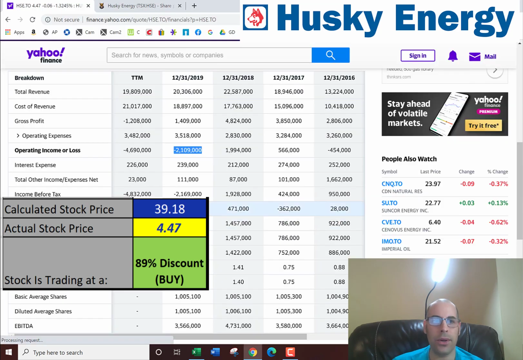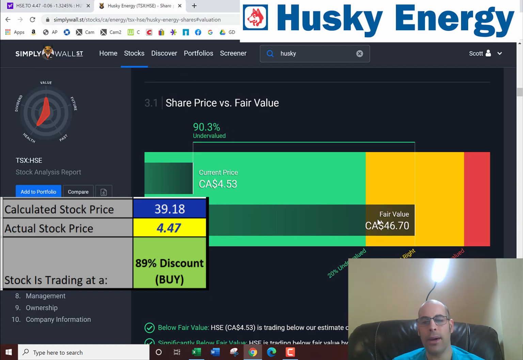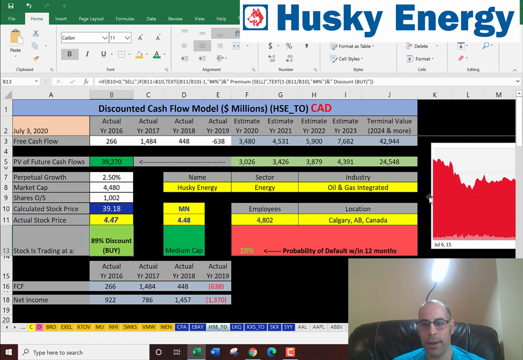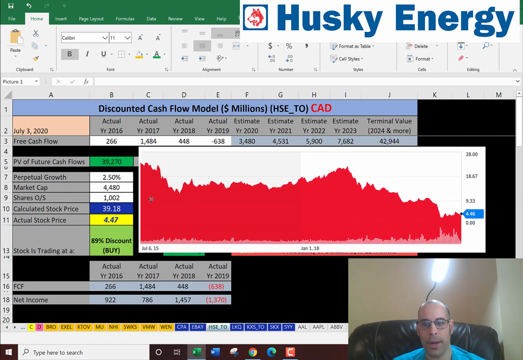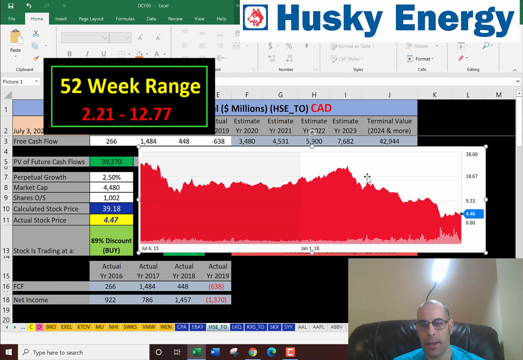Let's see what Simply Wall Street values the company at. They're even higher. They're at 46 Canadian dollars. So apparently this is a good value of the stock. It's definitely a buy according to both models. Let's look at the historical stock price. So the price was trading in the 20s a year or two ago, and even closer to 25 a few years back, but it's dropped a lot recently, especially during coronavirus. It's sitting below $5. Supply and demand of the market has dictated the stock is worth under $5 now and not $10 or $15. So the market rules, and that's what they're saying.